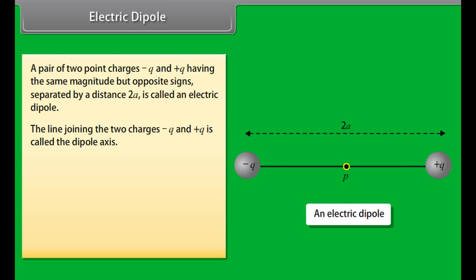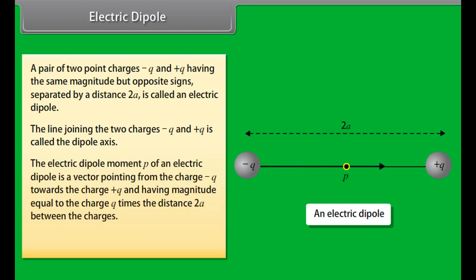The line joining the two charges, minus q and plus q, is called the dipole axis. The electric dipole moment P of an electric dipole is a vector pointing from the charge minus q towards the charge plus q and having magnitude equal to the charge q times the distance 2a between the charges. P = 2aq p cap. Dipole in a uniform external field.